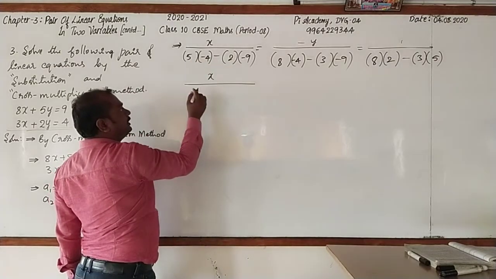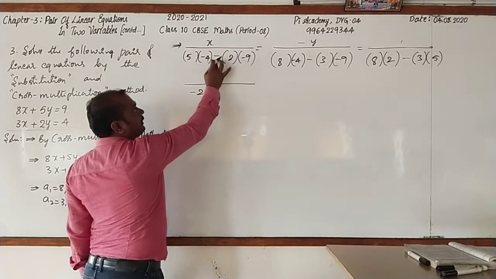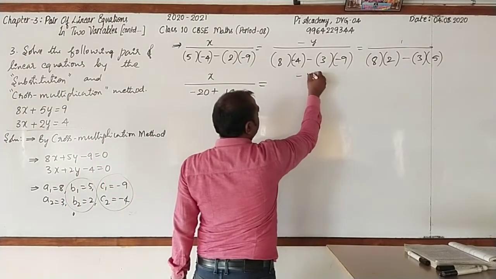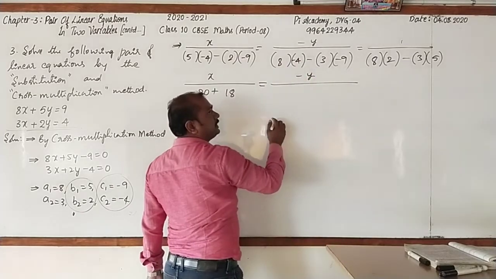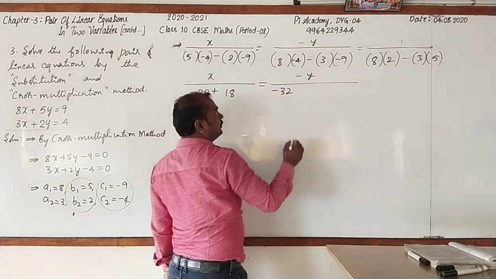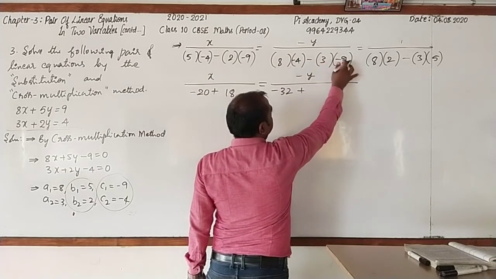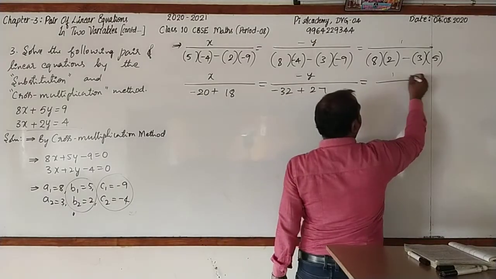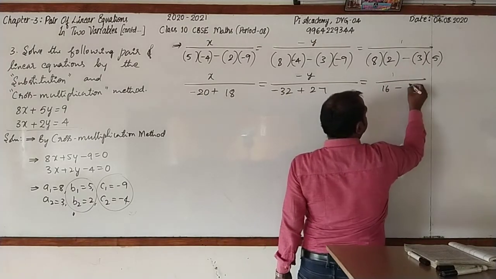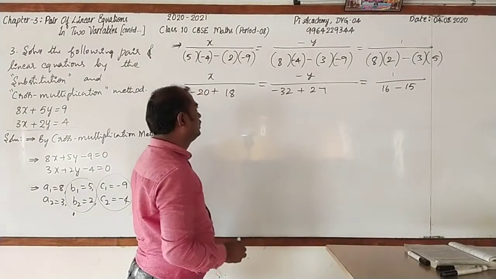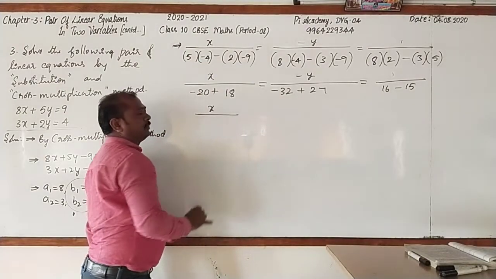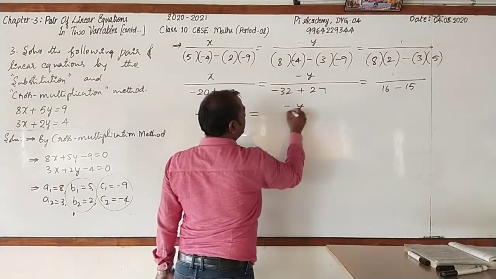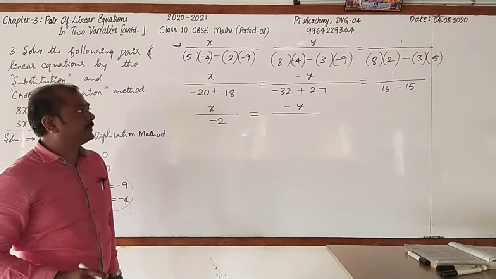X by 5 into minus 4, minus 20. Minus into minus, plus 2 9s are 18, which is equal to minus y by 8 into minus 4, minus 32. Minus into minus, plus 3 9s are 27, is equal to 1 by 8 2s are 16, minus 3 5s are 50. Then x by, what is minus 20 plus 18? This is minus 2. Then minus y by, what is minus 32 plus 27?